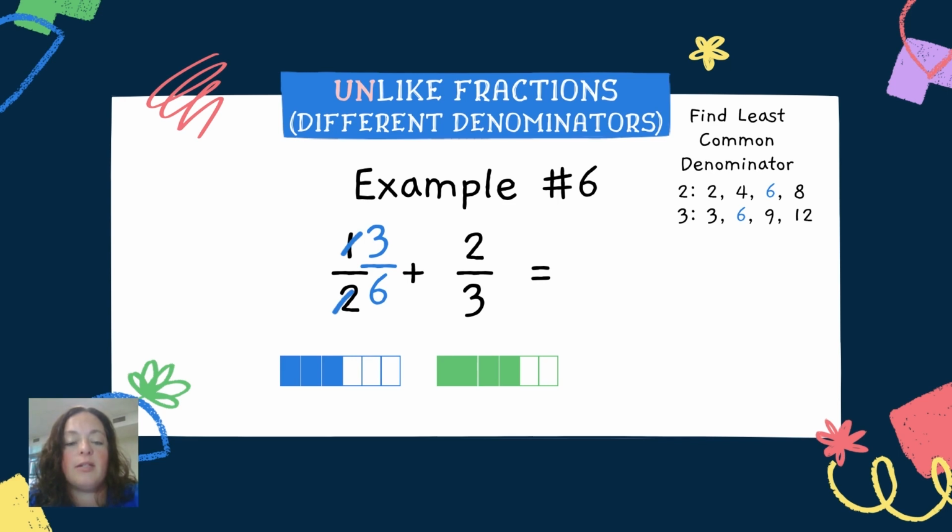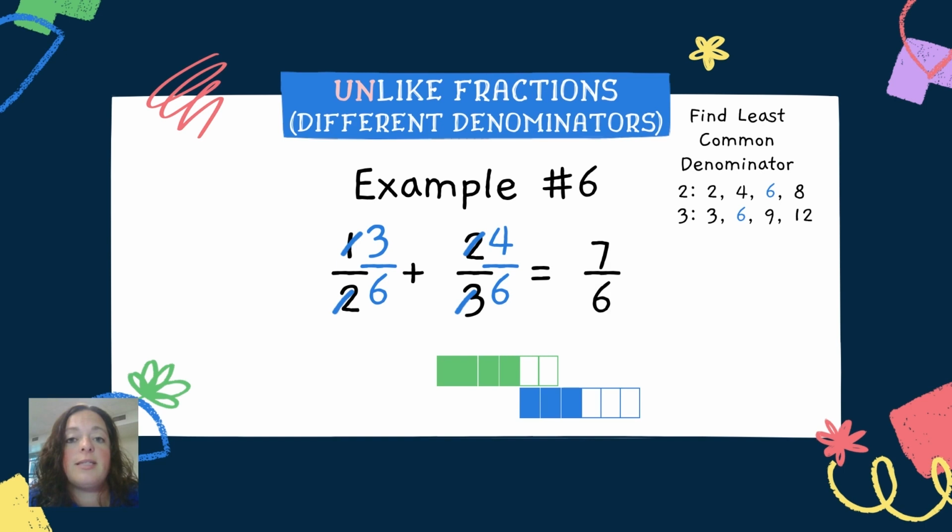First, we'll change the 1/2 into sixths. We have to multiply the top and the bottom numbers both by 3. 1 times 3 is 3, and 2 times 3 is 6. So 1/2 can be rewritten as 3/6. Now let's change 2/3 into sixths. In order to get the thirds to be sixths, we're going to have to multiply the top and the bottom numbers both by 2. 2 times 2 is 4, and 3 times 2 is 6. So 2/3 can be rewritten as 4/6.